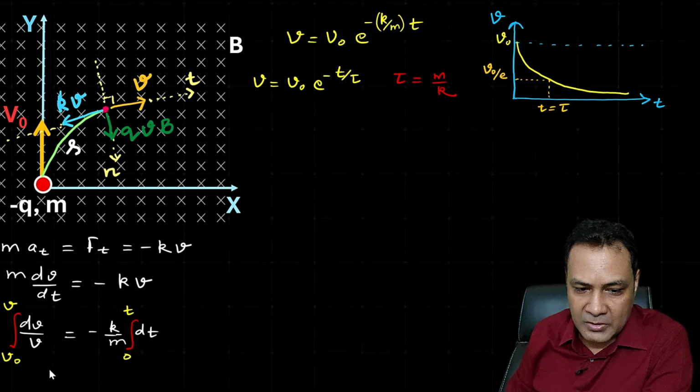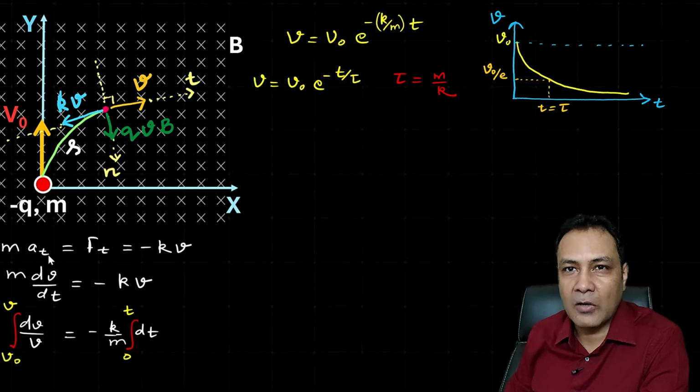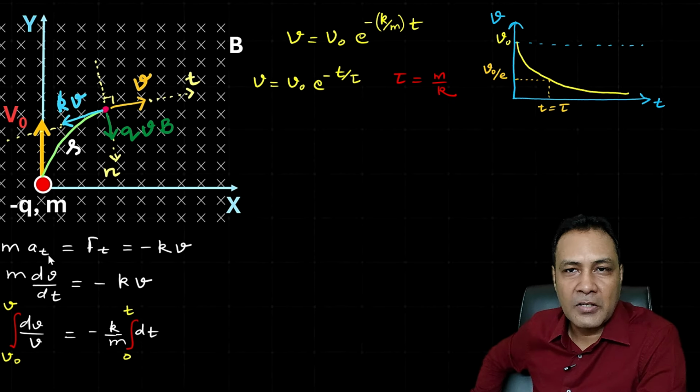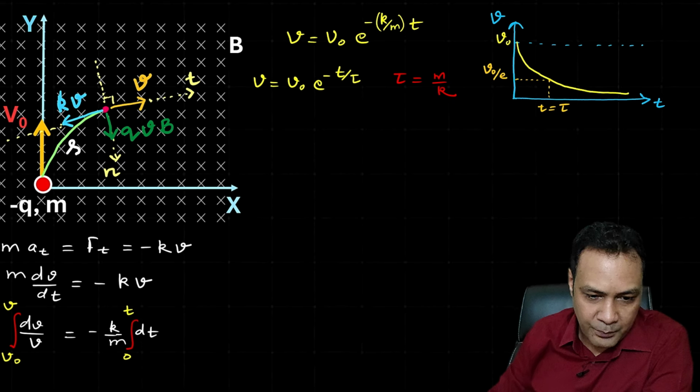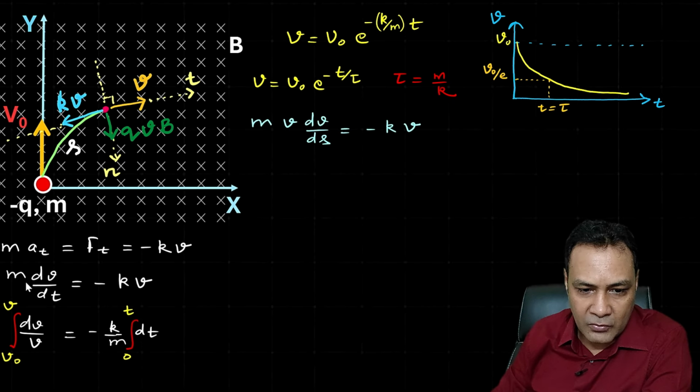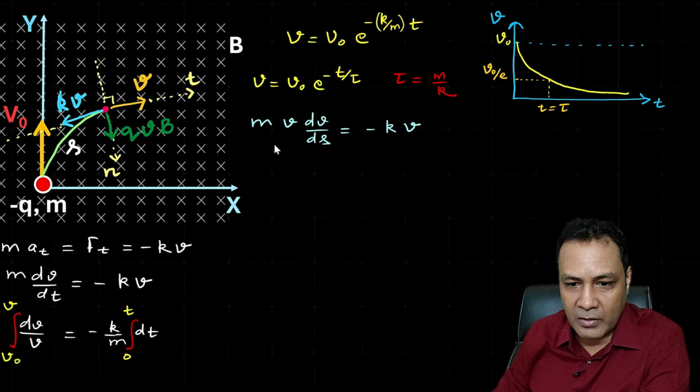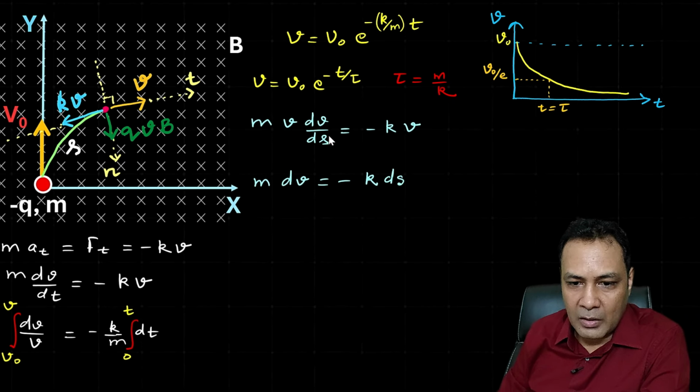And now the distance traveled. The same equation, m AT is equal to minus kV. In place of AT we can also write AT as v dv by ds. So here in this equation I am writing in place of AT, v dv by ds. Now this v and v will get cancelled. So we will get m dv is equal to minus k ds.